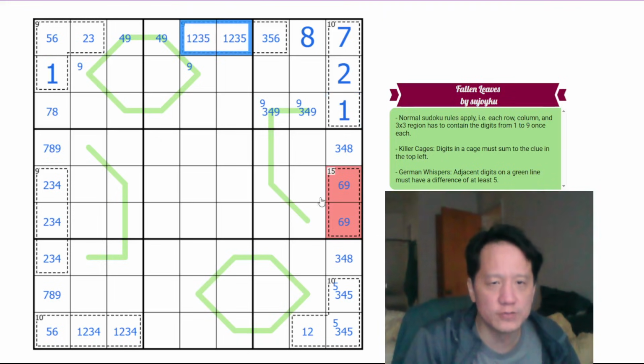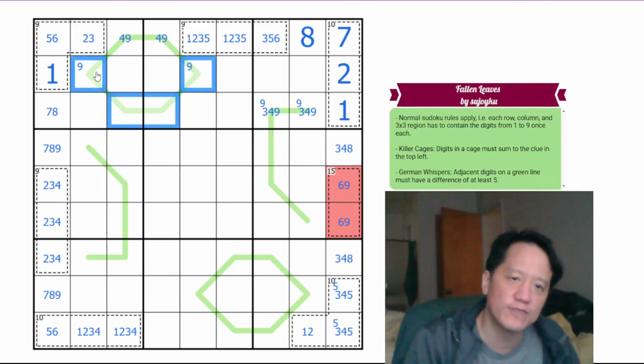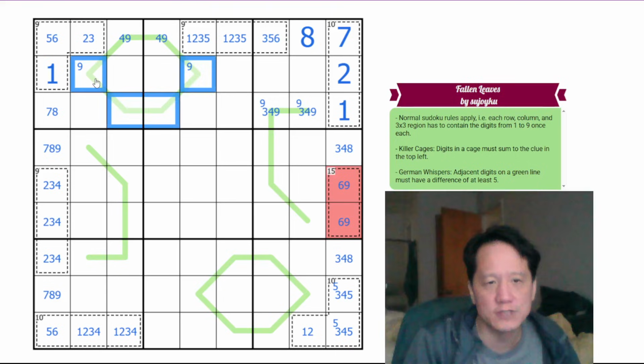1 has to be one of those two. So you cannot have 1 ever along this Whisper 5 line. You could have 2. So that means 6 can never be on this Whisper 5 line, because 6 can only be next to 1.